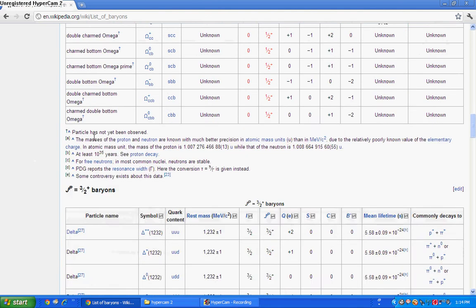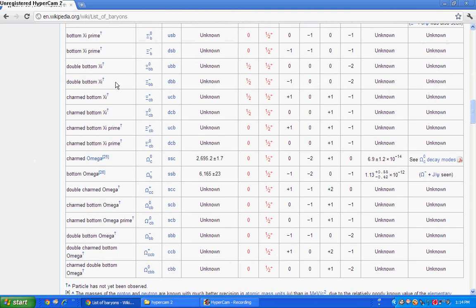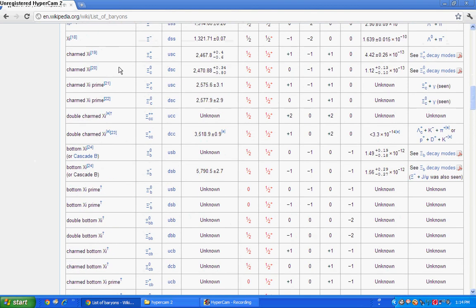Anyway, so that's a baryon, and those are made of quarks, so yeah, that's it. I hope you enjoyed the video and learned something about quarks.